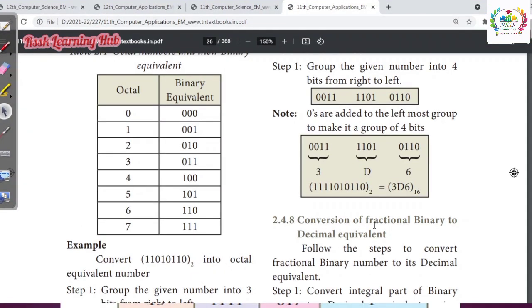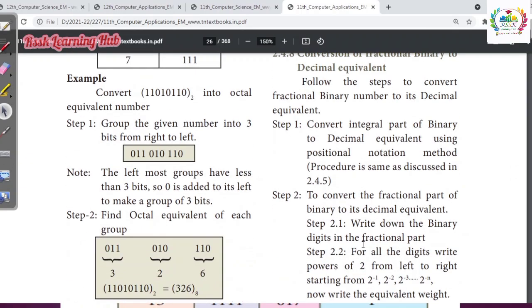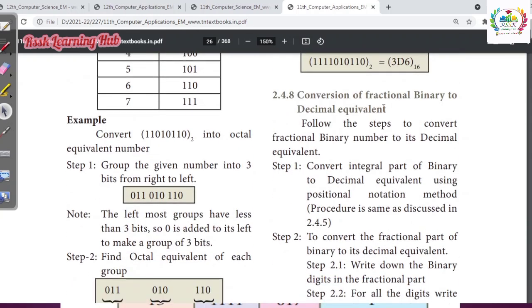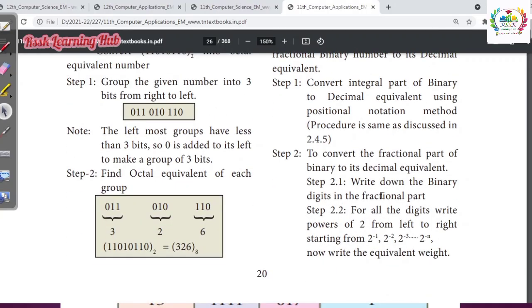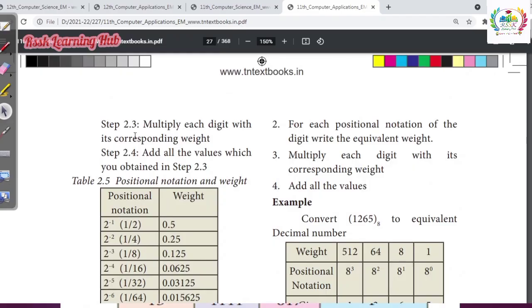Next one, conversion of fractional binary to decimal equivalent. What is step 1? Convert the integral part of the binary to its decimal equivalent using the positional notation method, as we discussed already. Coming to the fractional part, write down the binary digits in the fraction. Then for all the digits, write the power of 2 from left to right, starting from 2 power minus 1, 2 power minus 2, and so on up to 2 power minus n. Then multiply each digit with its corresponding weightage, then add all the values as we did before.